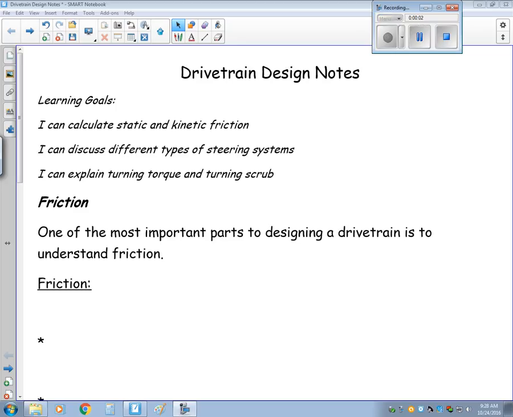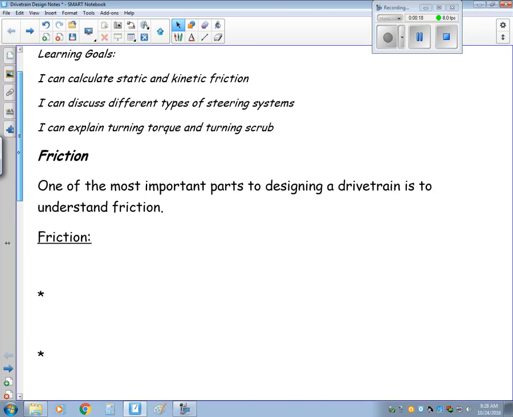This is video 1 for the Drivetrain design unit. For the learning goals for this unit, I want you to be able to calculate static and kinetic friction. I want you to be able to discuss the different types of steering systems and explain turning torque and turning scrub. So to begin with, we need to talk about friction.